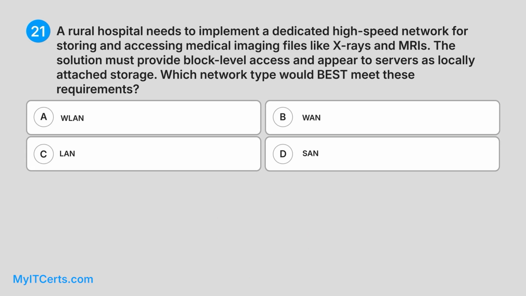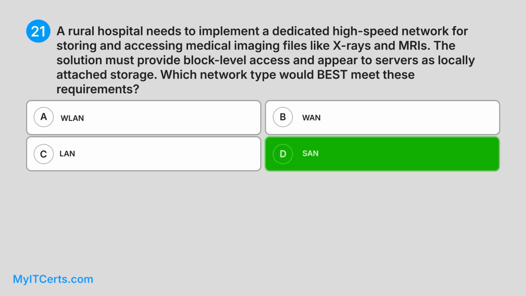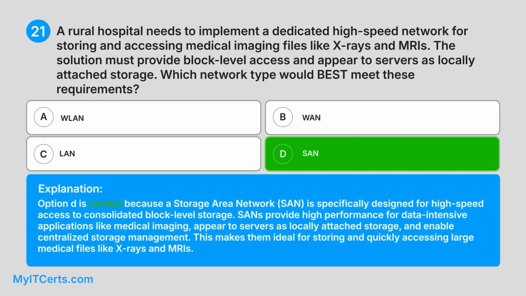Correct answer, D. SAN. Explanation. Option D is correct because a storage area network, SAN, is specifically designed for high-speed access to consolidated block-level storage. SANs provide high performance for data-intensive applications like medical imaging, appear to servers as locally attached storage, and enable centralized storage management. This makes them ideal for storing and quickly accessing large medical files like X-rays and MRIs.